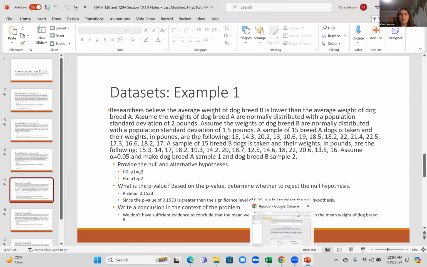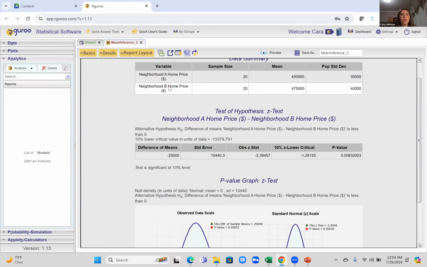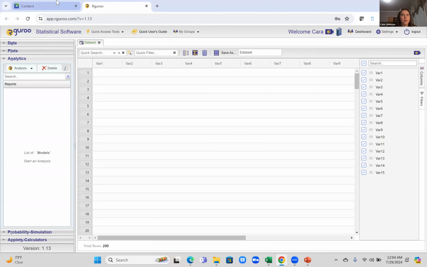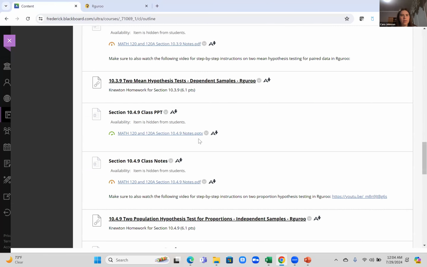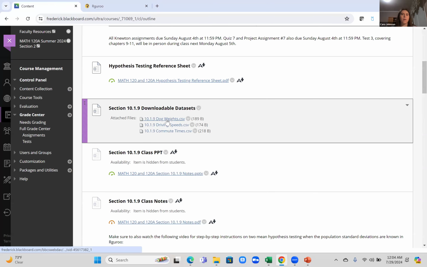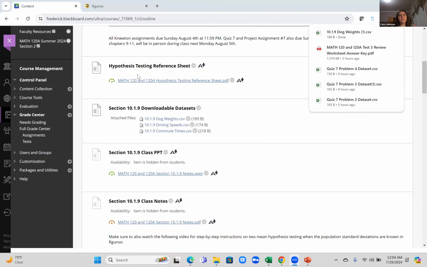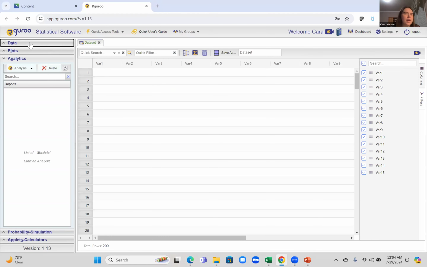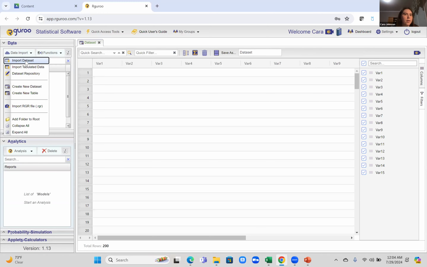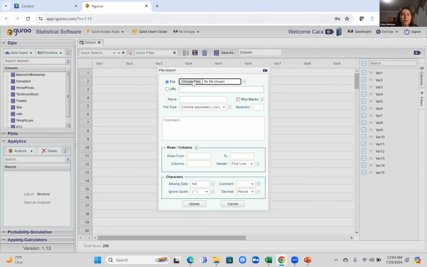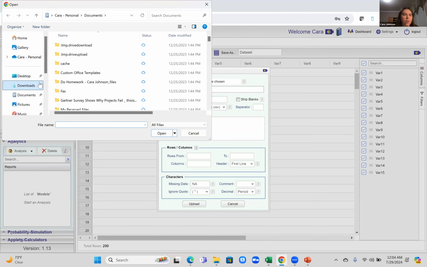So let's go to our Rguroo here. So first, let's download our data set off Blackboard. So this is going to be the 10.1.9 dog weights data set. And then I'm going to go to data, data import, import data set, choose the file from my downloads folder.